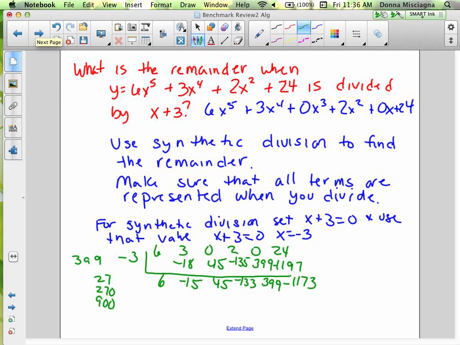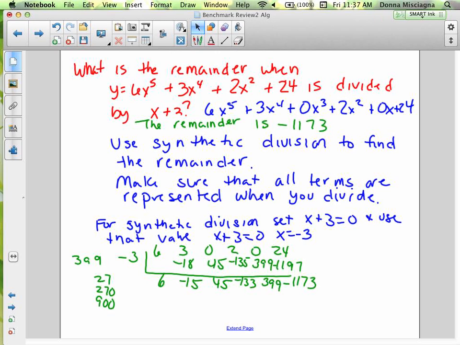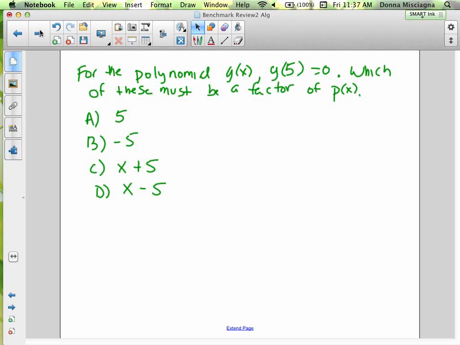So what's the remainder when 6x to the 5th plus 3x to the 4th plus 2x squared plus 24 is divided by x plus 3? The remainder is negative 1,173. If you're dividing by x plus or minus a constant, your remainder will always be 1 degree less. So it'll always be just a number, right? Because if it had an x, you would divide again, right? So that's our remainder using synthetic division. That's all you have to do. I think this one's going to be a short video. We're done with 2 already.